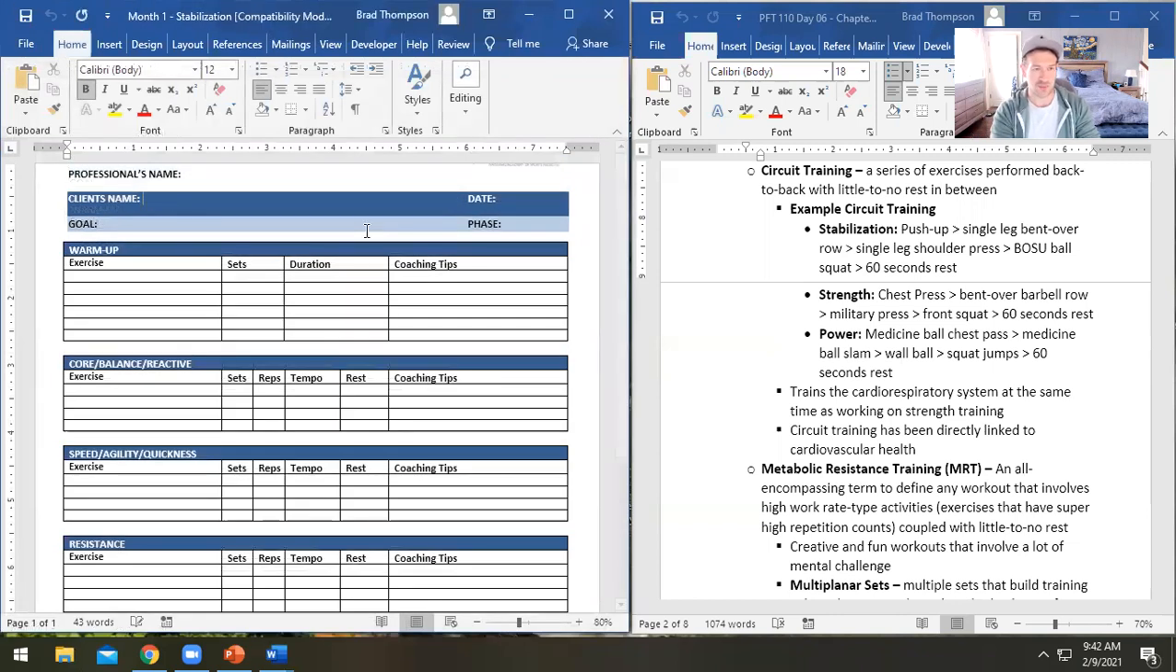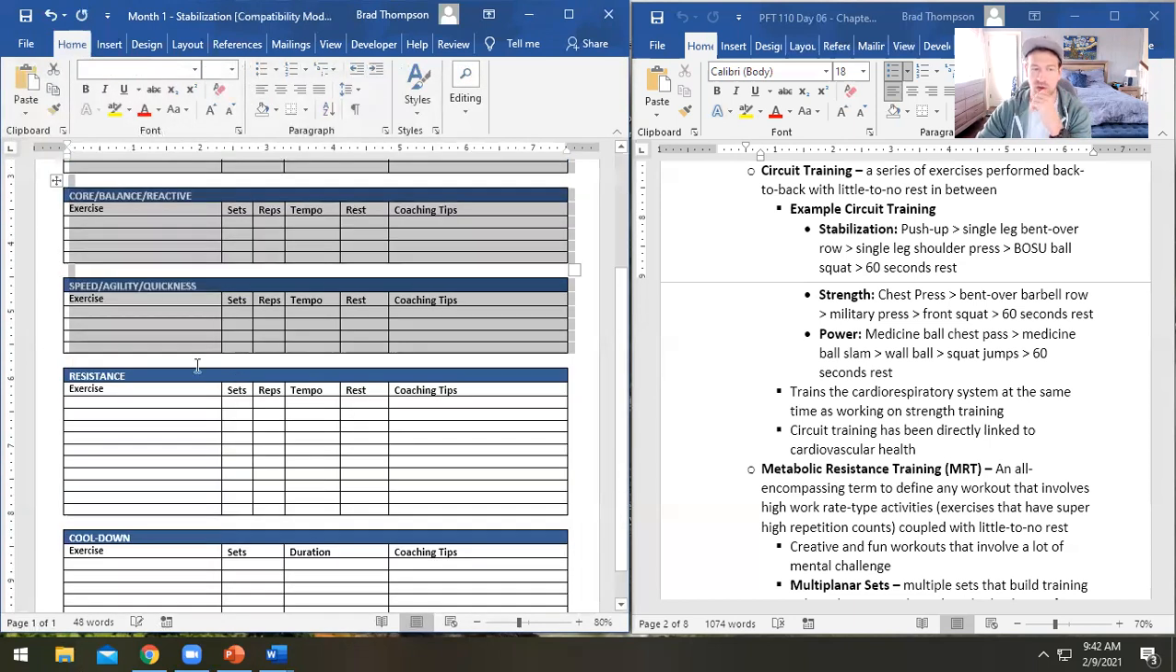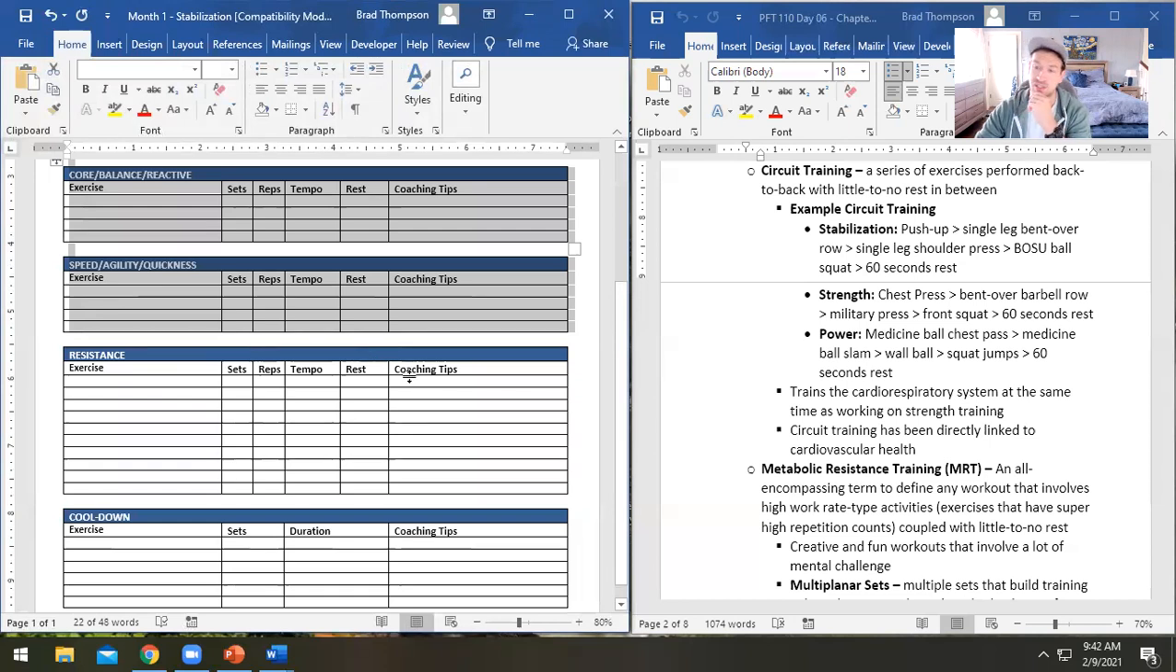So we'll say their name is Bob, right? It is February 1st, well, actually we'll make it January 1st. I always like to do that because it makes it really easy. Say it's January 1st, 2021, right? It's the beginning of the brand new year. Their goal is weight loss, right? And they're in phase 1. This is their first month, right? I'm gonna go ahead and skip the warm up and core stuff and just go straight into the resistance training so you guys can see this circuit.